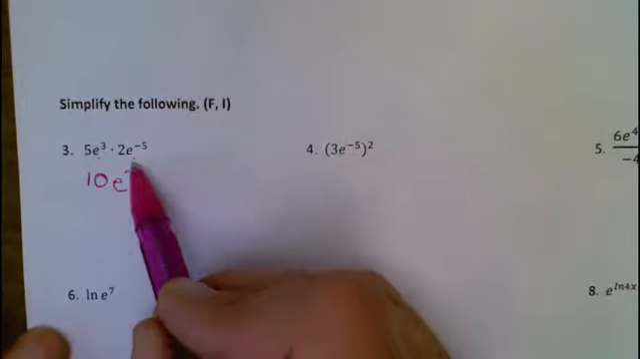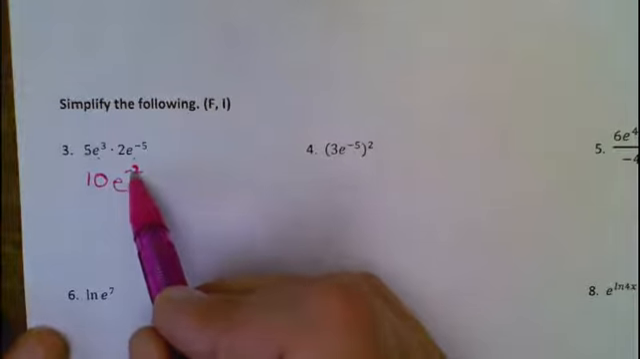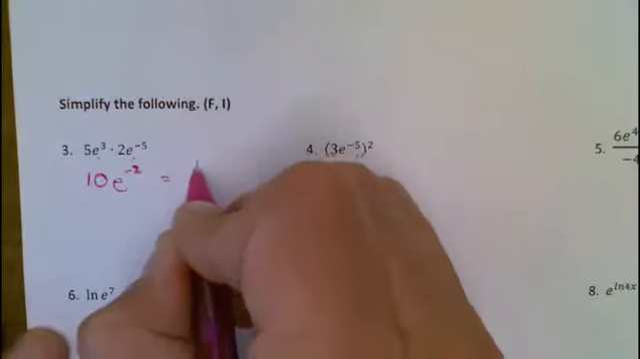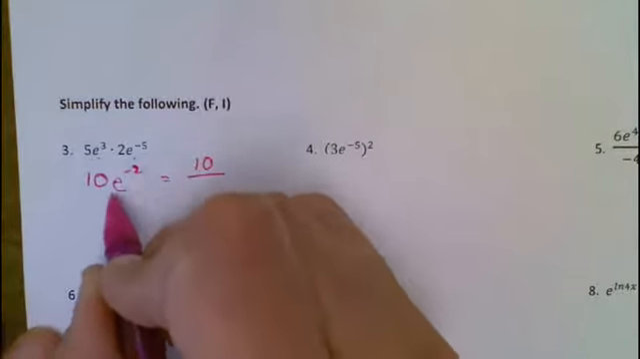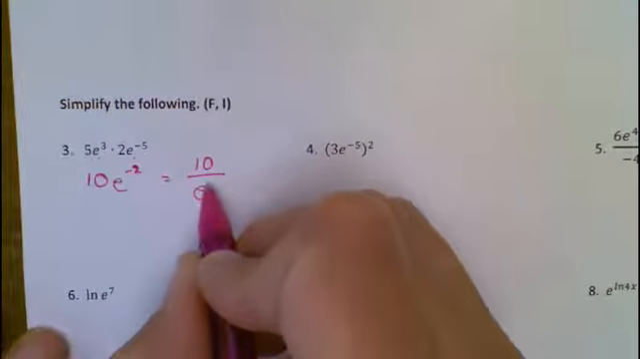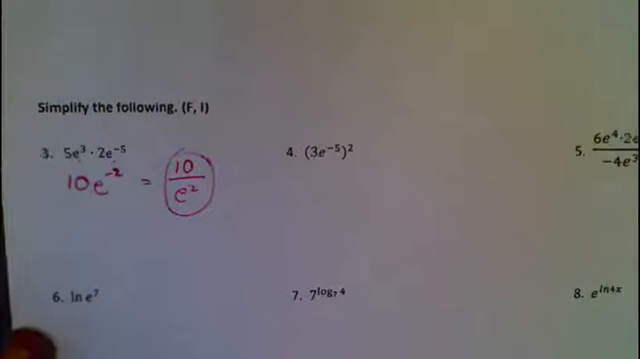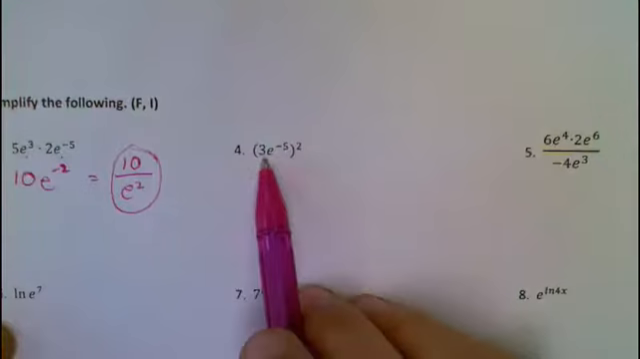Remember, you can't have a negative exponent, so I have to take that e to the negative second, and I have to flip it into the denominator. So that becomes 10 in the numerator. That stays there. This base has to go to the denominator. I get e squared.